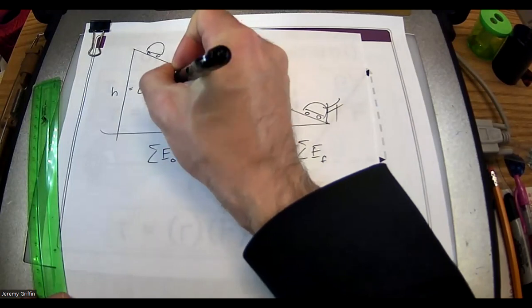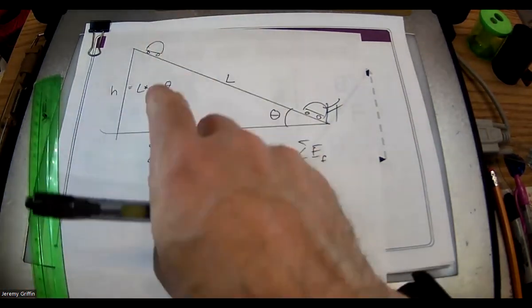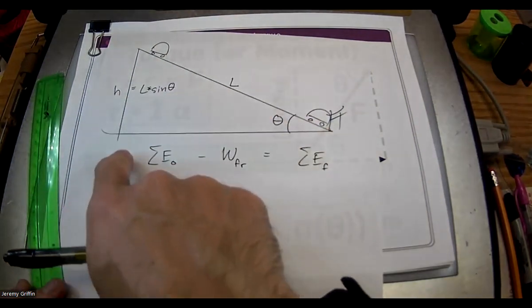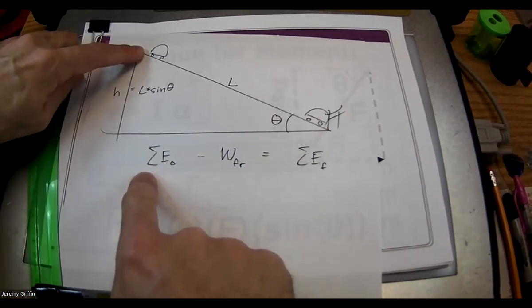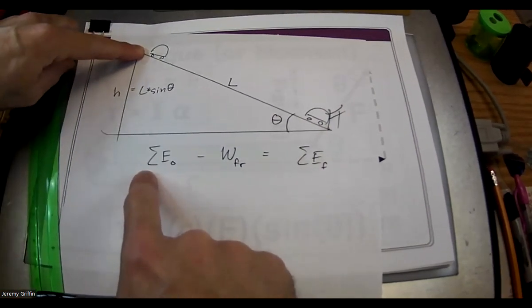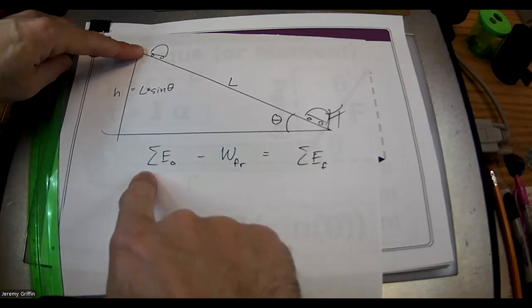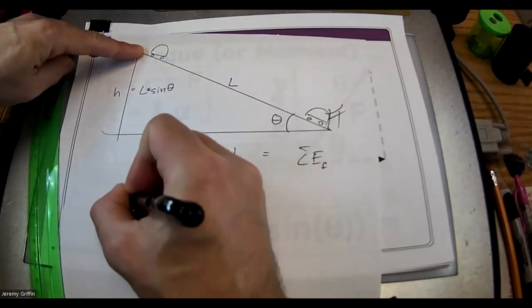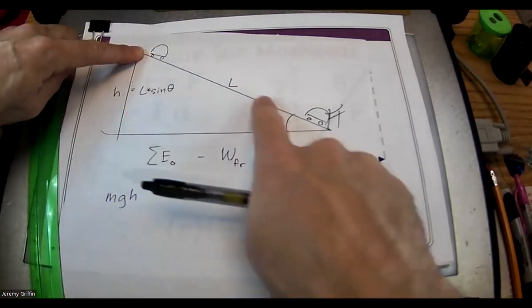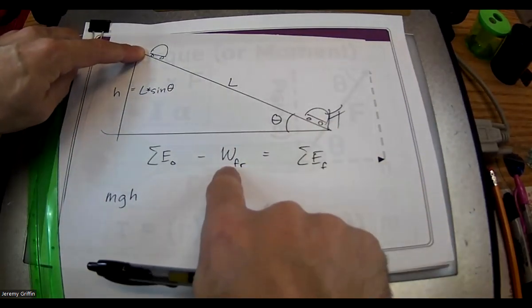L sine theta, right? You guys know that? I mean, that's one of the first things we ever did in this class, right? So trigonometry. Okay. So what type of energy does the car have at the top? Is it potential energy? Okay, so mgh. Now, by the time it gets to the bottom, some of the energy has gone into friction.